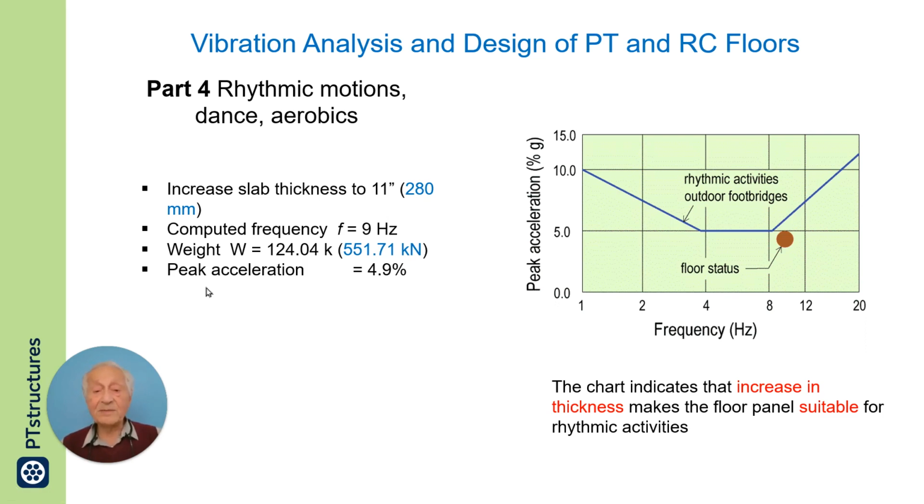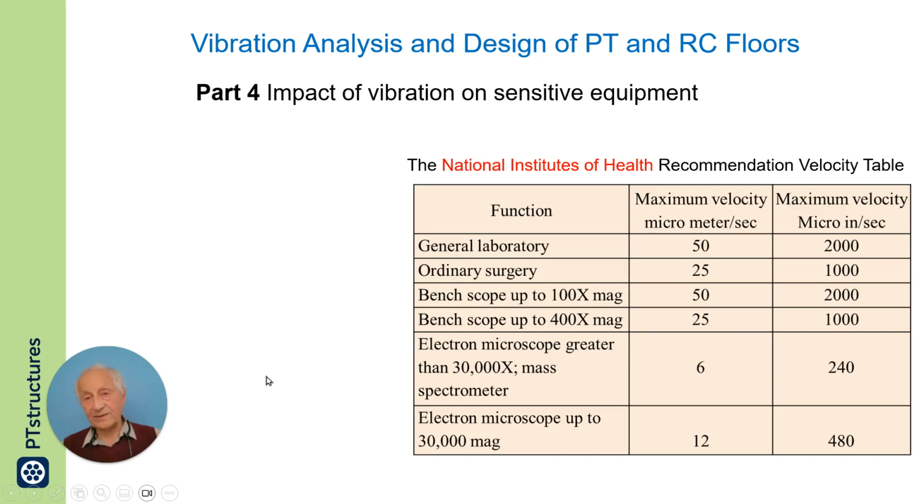If you increase the slab thickness, the frequency will have to be recalculated. This will be the frequency. The weight will be different. Now the weight is more. And the peak acceleration will be 4.9, which is much lower. Here is the peak acceleration. So the chart indicates that increase in thickness makes the floor suitable for rhythmic activities.